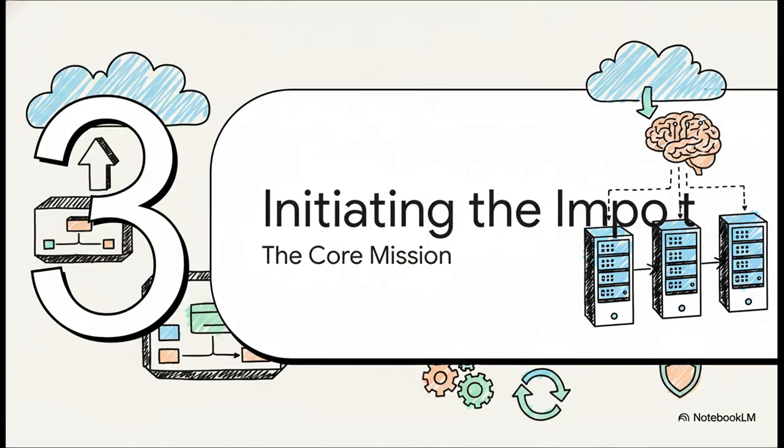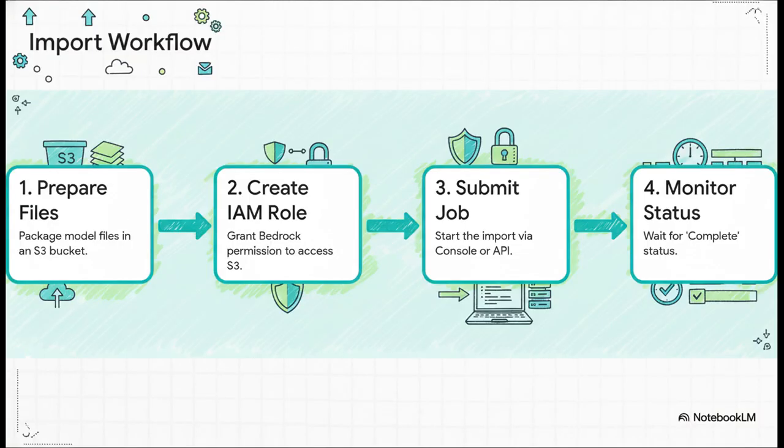Okay, checklist is done. We are ready for the main event, kicking off the import job. And the whole workflow is actually really straightforward. It's just 4 steps. You get your files ready in S3, you create an IAM role that's just giving Bedrock permission to access your stuff securely, then you submit the import job and you wait. Just monitor it until it says complete.